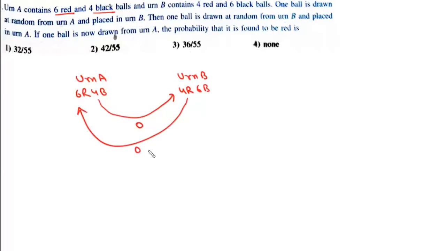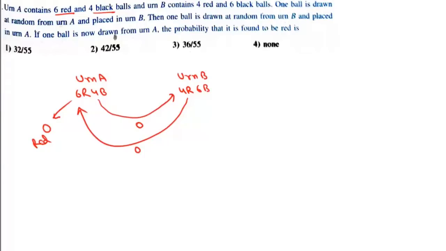Now here the question is, urn A contains 6 red and 4 black. So we have this urn A which contains 6 red and 4 black balls, and then we have this urn B which has 4 red and 6 black balls. Now one ball is drawn at random from A and placed in B. So we have taken one ball and we have placed it in B. Then one ball is drawn from urn B and placed in A. So we have taken one ball from B and we have put it back in urn A. If one ball is now drawn from A, we need to find the probability that this ball is red.